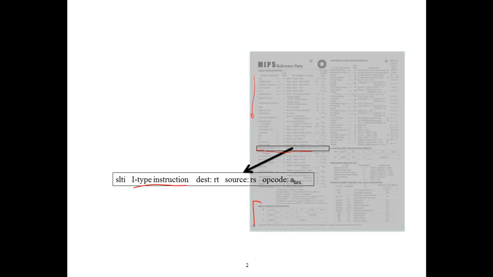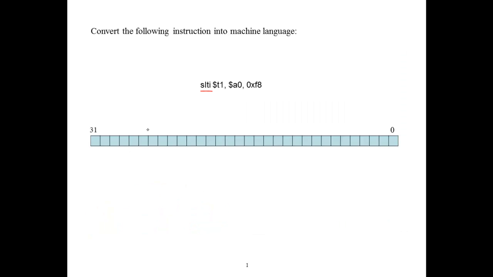And so using the information at the bottom of the sheet, we can see that an I-type instruction is made up of 4 fields. There's the opcode field. This is a 6-bit field. There's 2 5-bit register specifiers, RS and RT, and a 16-bit immediate field. So if we go back to our instruction, the first 6 bits are going to be the opcode. The next 5 bits are going to be RS. The next 5 after that are RT, and the final 16 are the immediate.